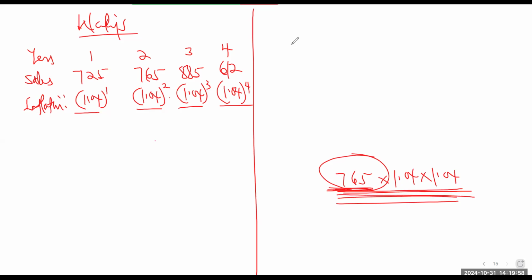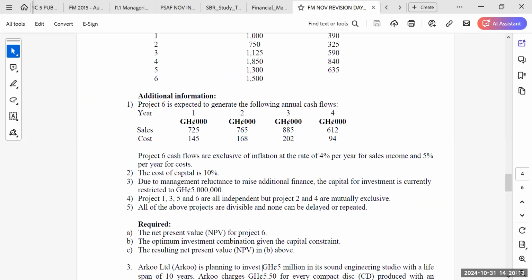Yes, Nakafi, your hand is up. The project 6 that we are calculating for, I think there is a statement about what we are doing with the inflation. They said project 6 cash flows are exclusive of inflation at the rate of 4% a year. Okay, they are exclusive. Inflation is not part. It means that we are projecting these particular cash flows in current terms without taking into consideration the inflation.